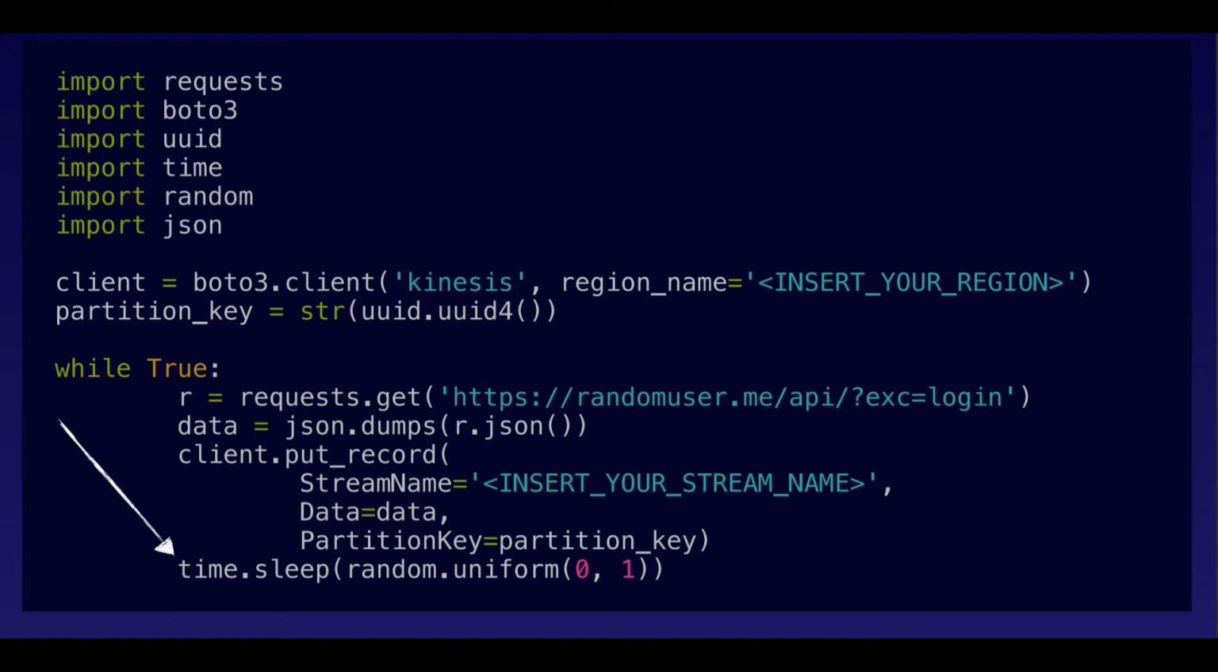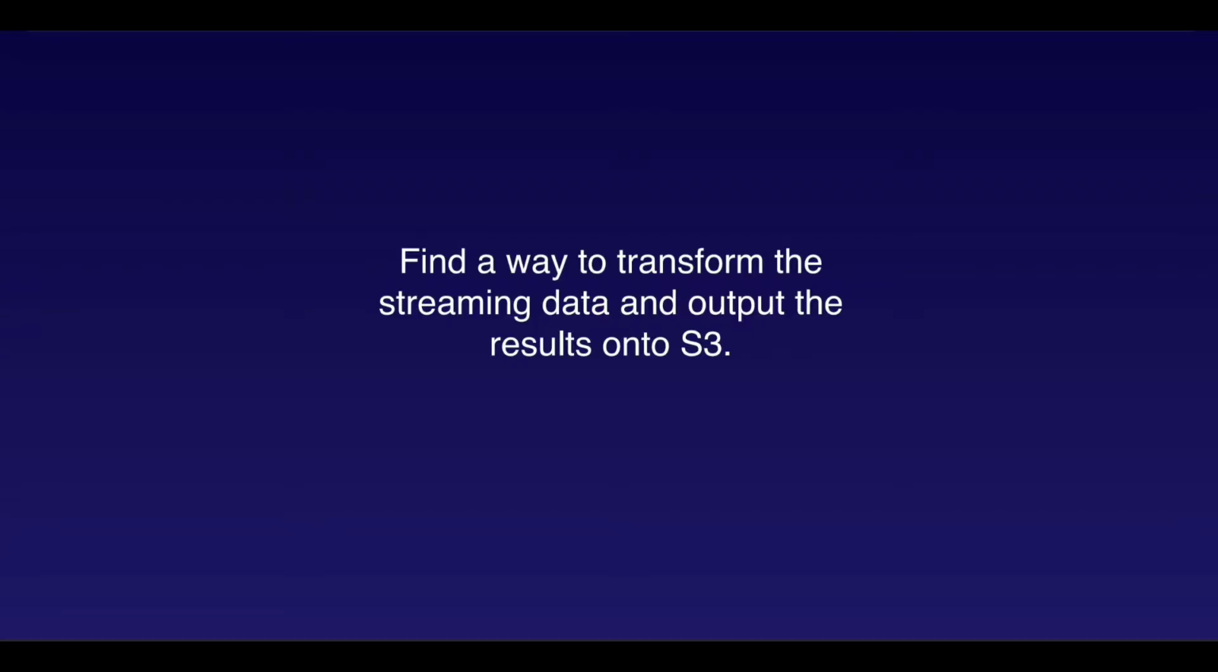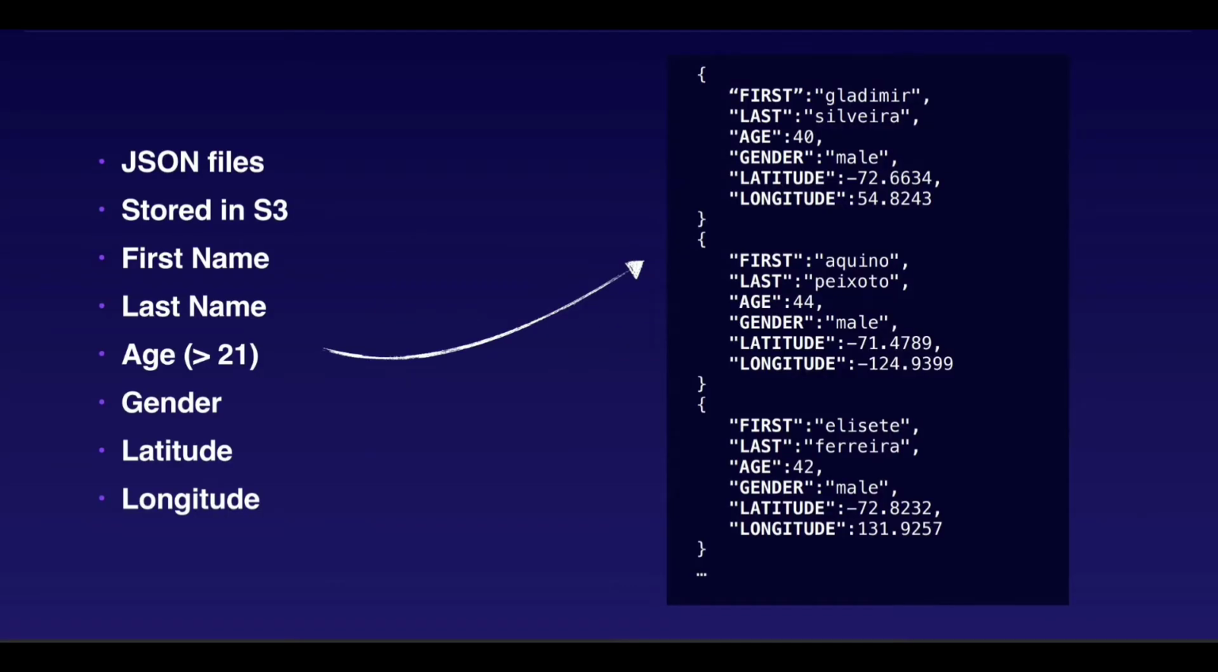Now of course, you can run this code locally on your machine, but you will have to make sure that you have the Python libraries installed like Boto3, JSON, requests, and the other libraries that we are using with this script. You will also have to make sure that this program has access to your Kinesis stream by setting up a user that has programmatic access through IAM. Now once you have successfully created your stream and you have data streaming onto it, next you need to find a way to transform that streaming data and output the result onto S3.